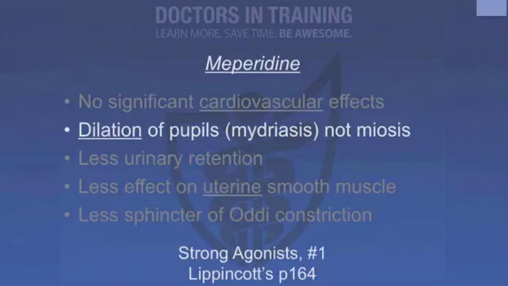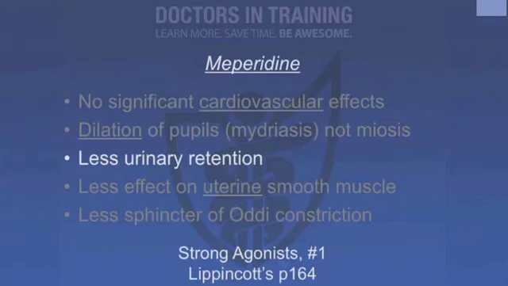Another big one is dilation of pupils. So this is due to an atropine-like action. We just talked ad nauseum about these pinpoint pupils, and now I'm telling you that meperidine can cause dilated pupils. But it's really the only opioid out of all these that can cause the dilation.